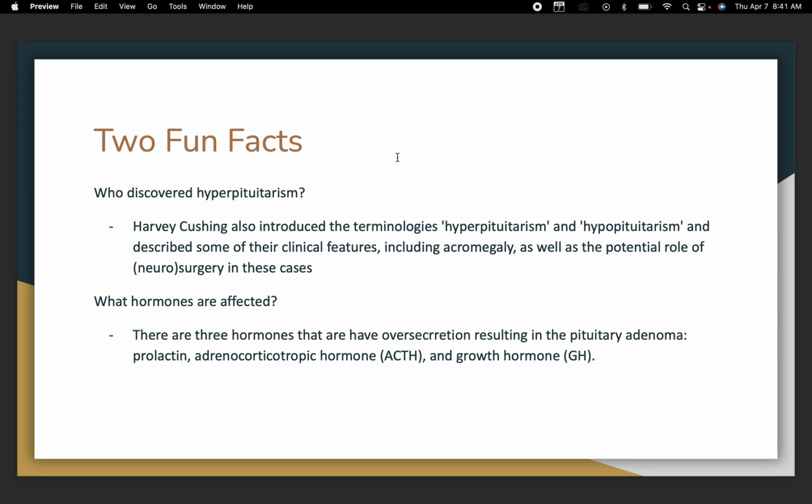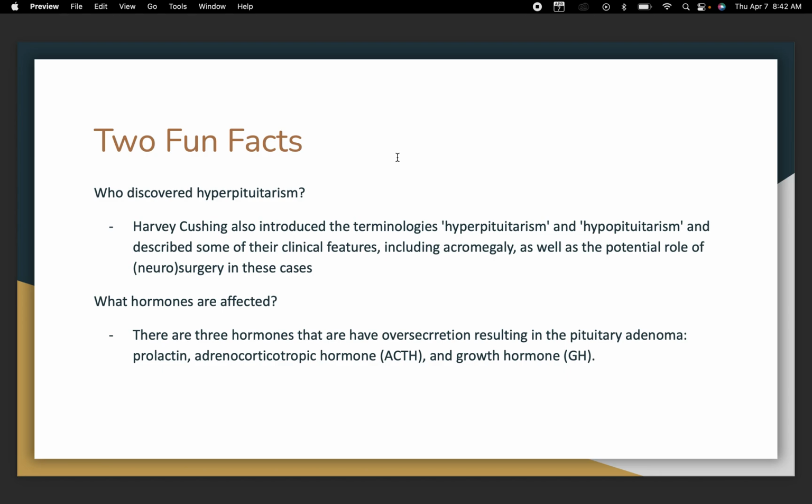So, a fun fact: Harvey Cushing also introduced the terminologies hyperpituitarism and hypopituitarism and described some of their clinical features, including acromegaly, as well as a potential role of neurosurgery in these cases. And so, we already talked about this a lot, but the hormones that are affected are on that first slide, and it has a really good breakdown of what hormones are secreted in the anterior and posterior pituitary gland.